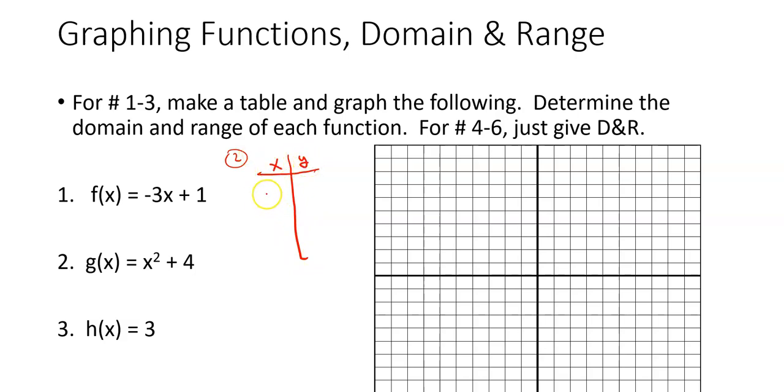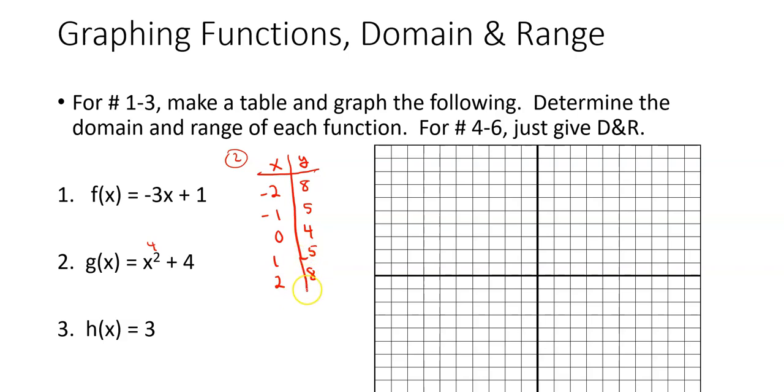So if I pick, let's say, x equals negative 2. Negative 2 squared is positive 4. Remember, when you square a negative, you get a positive. 4 plus 4 gives me 8. If I put in a negative 1, negative 1 squared is 1 plus 4 is 5. Put in a 0, 0 squared plus 4 is 4. 1 squared plus 4 is 5, and 2 squared is 4, plus 4 is 8.